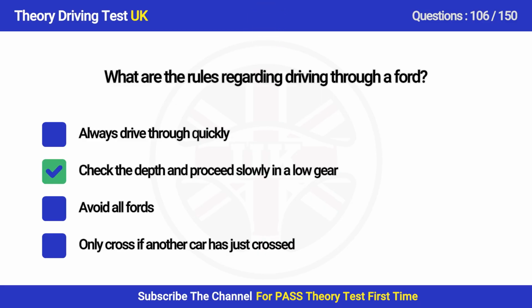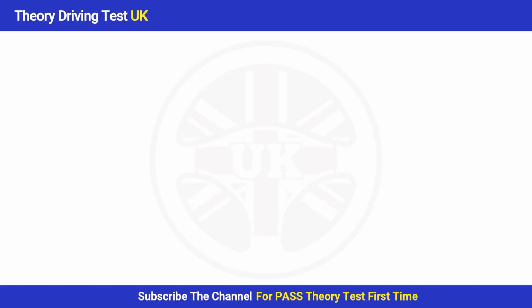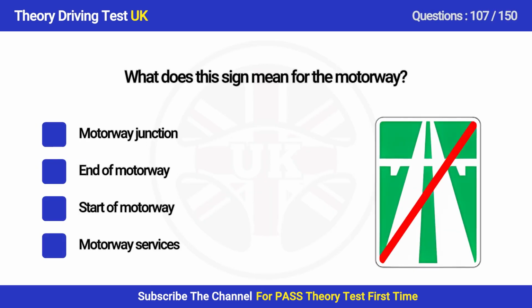Answer is B. Check the depth and proceed slowly in a low gear. Before driving through a ford, check the depth of the water and assess if it's safe. Drive slowly in a low gear to avoid creating a bow wave and to prevent water from entering the engine, which could cause damage. Question 107. What does this sign mean for the motorway? A. Motorway junction. B. End of motorway. C. Start of motorway. D. Motorway services.